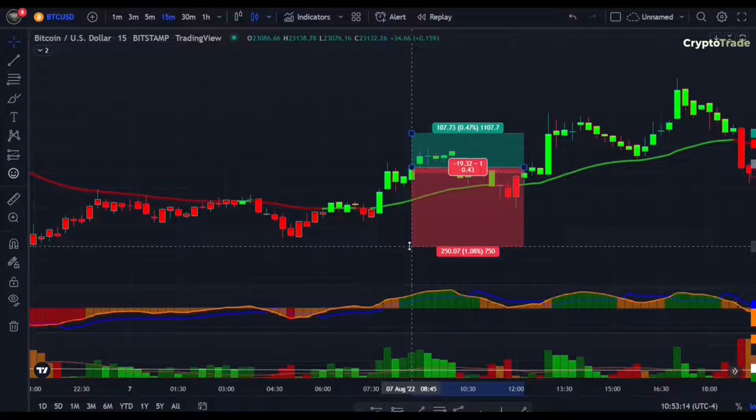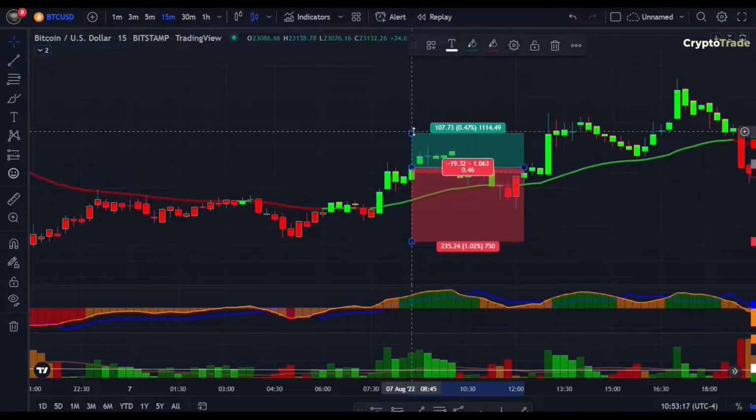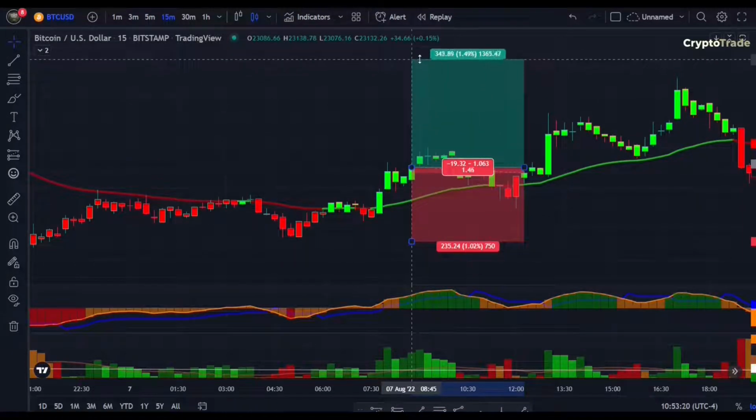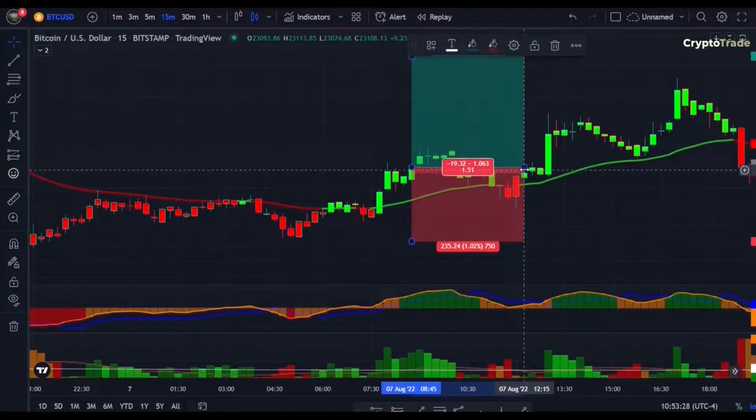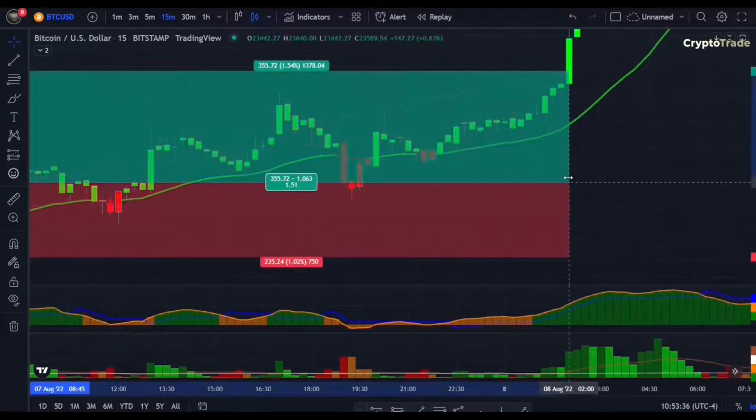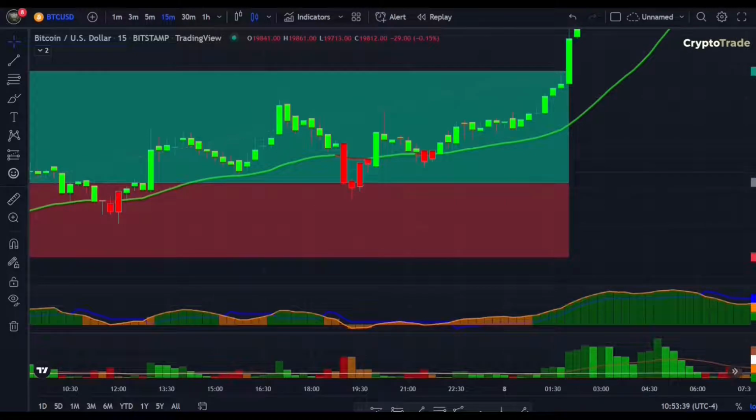Place the stop loss below the nearest swing low. The risk to reward ratio will be set to 1 to 1.5. The market reached the target and the trade was automatically closed with profit. Let's look for the next trade.